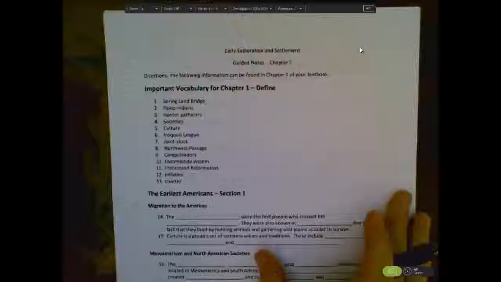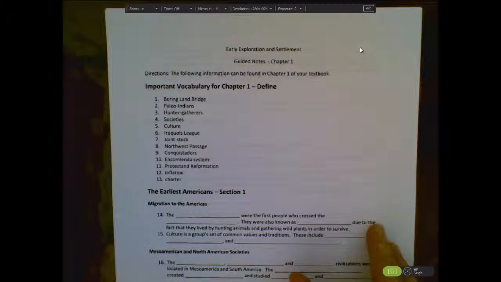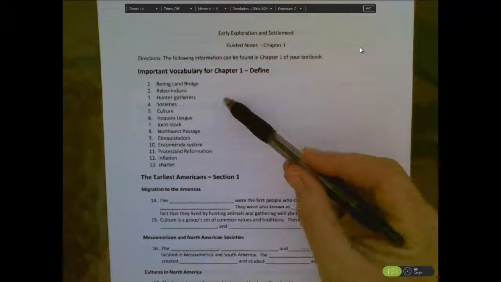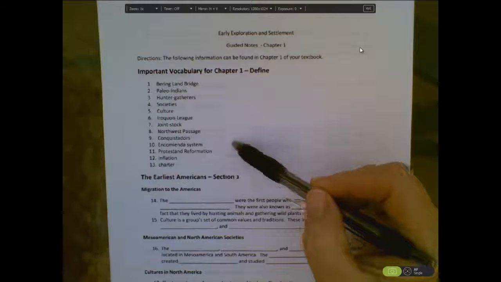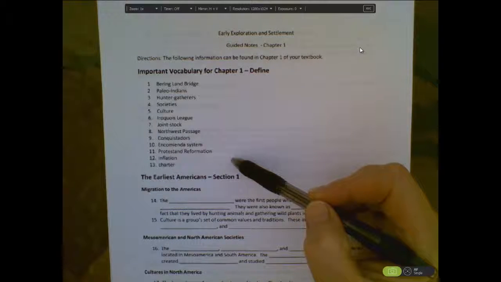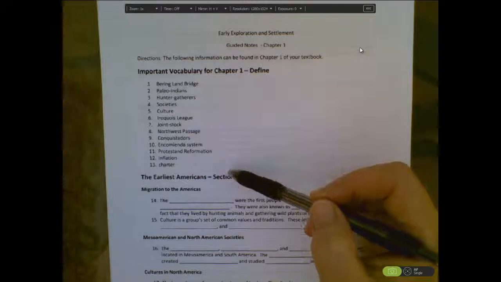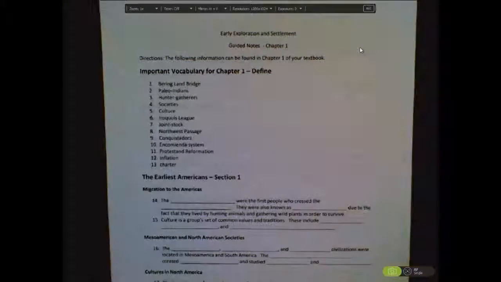This is your chapter 1 guided notes, and you'll notice that this will cover all of chapter 1. For the important vocabulary that's here, all of this information you can find in your chapter 1. I'm not going to go through and write each one of these individually down. You should be able to find those. They're bolded in your textbook.